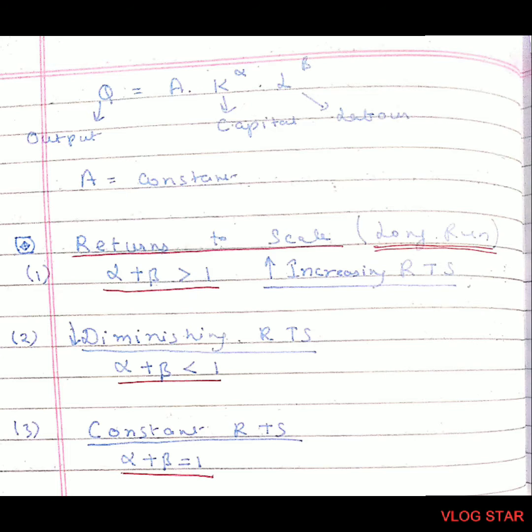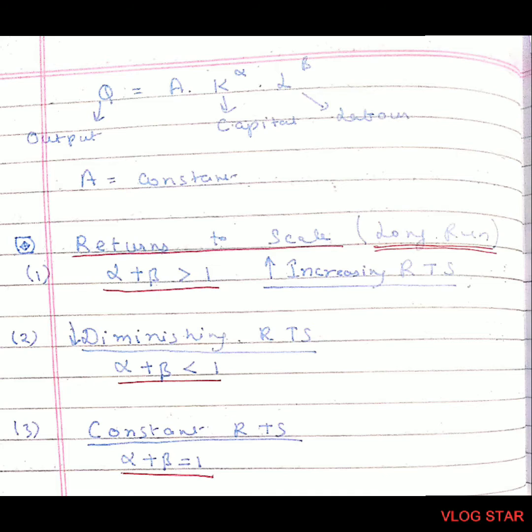When we talk about Cobb-Douglas production function, there are three types of return that we get. Those are increasing returns to scale, diminishing returns to scale, and constant returns to scale. Whenever the term returns to scale comes, it is always talking about the long run. And you must know that Cobb-Douglas production function is a long run production function. So we get increasing returns to scale when alpha plus beta is greater than 1. We get diminishing returns to scale when alpha plus beta is less than 1. We get constant returns to scale when alpha plus beta is equal to 1.